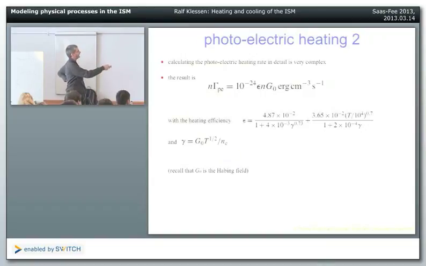So what is then the total heating rate? To calculate it in detail is very complex. So typically what people provide is a net result. And you notice that the heating rate scales with the density linearly. So it's 10 to the minus 24 ergs per cubic centimeter per second. This is an efficiency times the density, and it couples to the radiation field. And the heating efficiency is a complex function that knows again about the temperature and the radiation field in the electrons. More detail you find in these books. I just give you here the net result so that you can take this and plug it into your computer if you want.